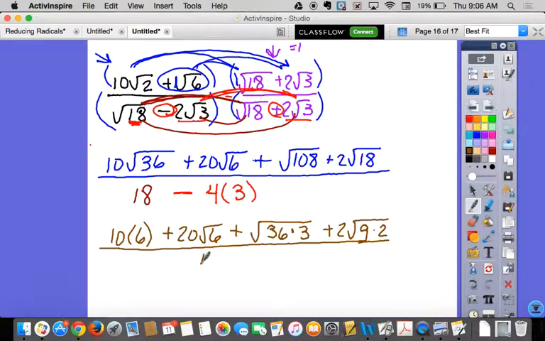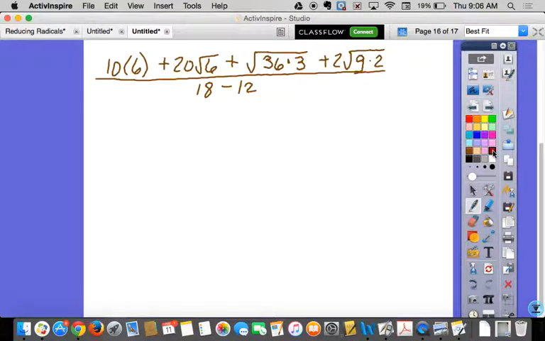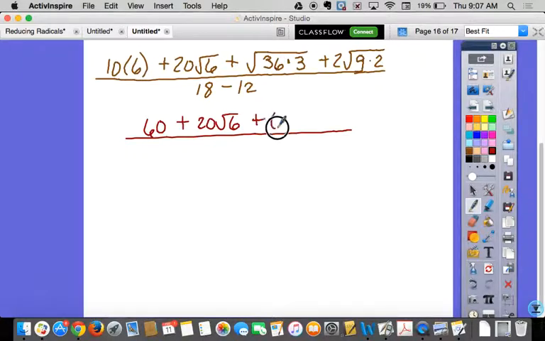So down at the bottom, 18 minus 12. And I'm going to scoop this up just a little bit to give myself some space. And we're going to have to wrap this up quickly. My time is running out. We've got 60. This is 20 square root of 6. The square root of 36 is 6.